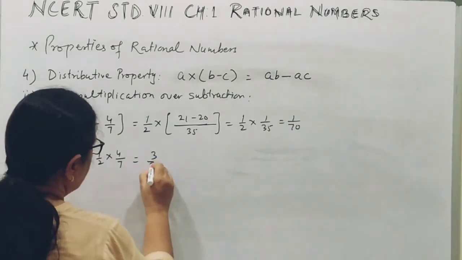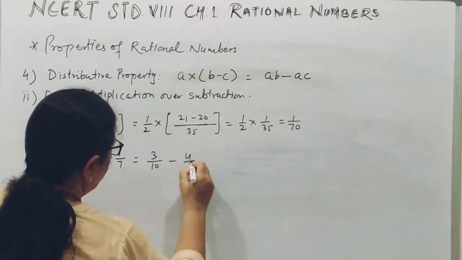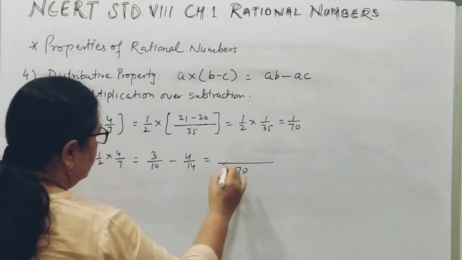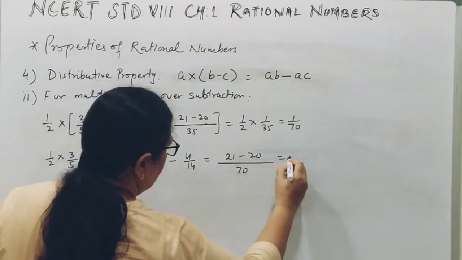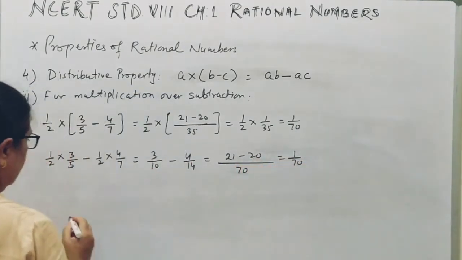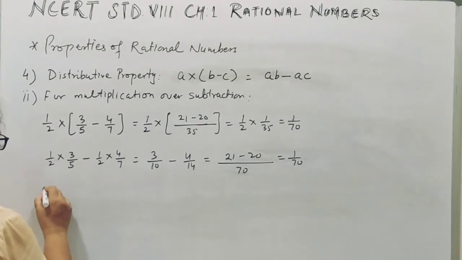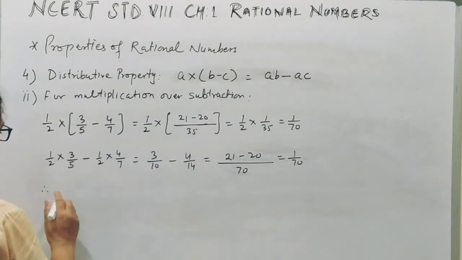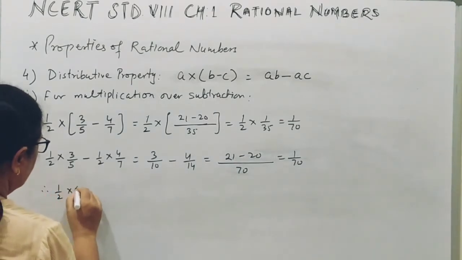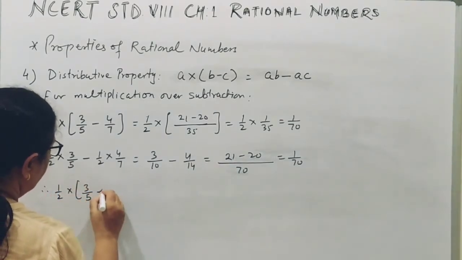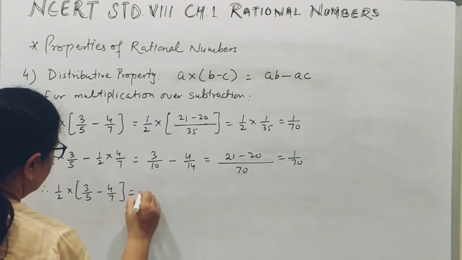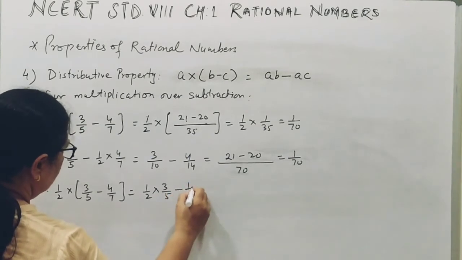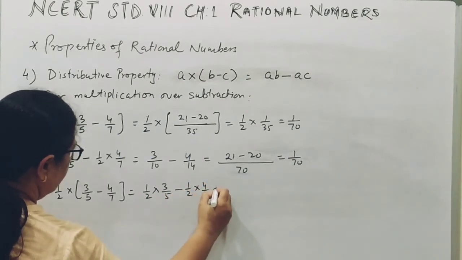So we get 3 upon 10 minus 4 upon 14. So on simplification we get 1 upon 70. So we have seen both the sides, that is left hand side and right hand side, are equal, that is 1 upon 2 into 3 upon 5 minus 4 upon 7 is the same as 1 upon 2 into 3 upon 5 minus 1 upon 2 into 4 upon 7.